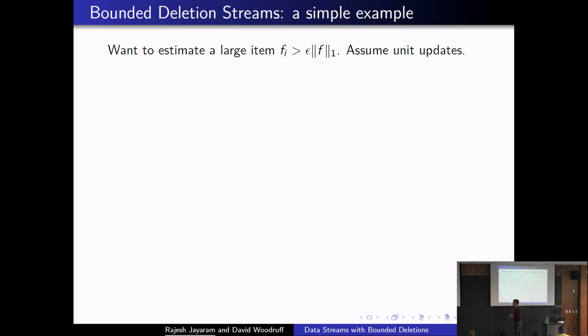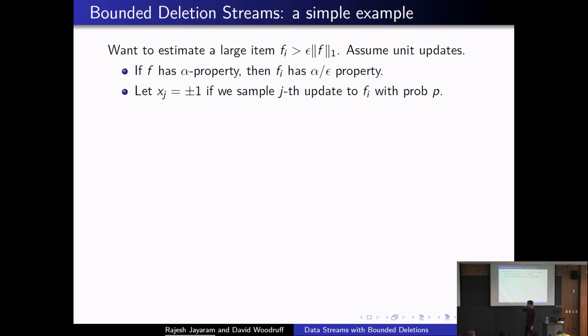Suppose we have one item that's at least an epsilon fraction of the stream. It's a heavy hitter. We want to estimate it. We know F has the alpha property. Because F_i is an epsilon fraction of the L1, it follows immediately from the definition that this one item has the alpha over epsilon property. What I mean by that is the number of updates that have been made to this index is at most alpha over epsilon times the final value of F_i.